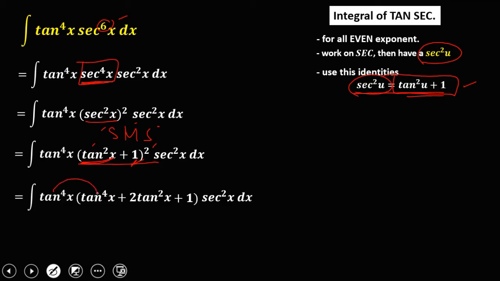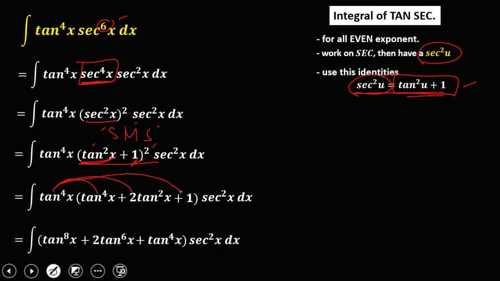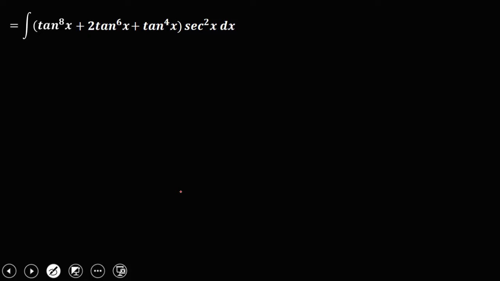Then distribute this tangent to the power 4x. So we have now the integral of tangent to the power 8x plus 2 tangent to the power 6x plus tangent to the power 4x. Then bring down the secant squared x dx. Then from this given, integrate every term and distribute the secant squared x to every term. So we have now the integral of tangent to the power 8x, then secant squared x dx plus 2.